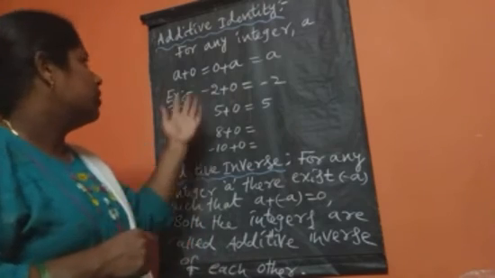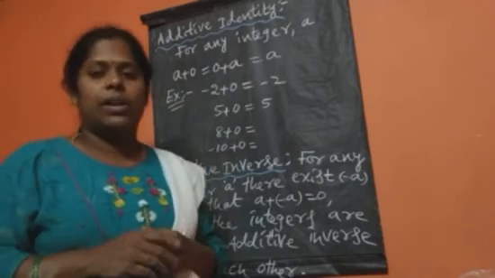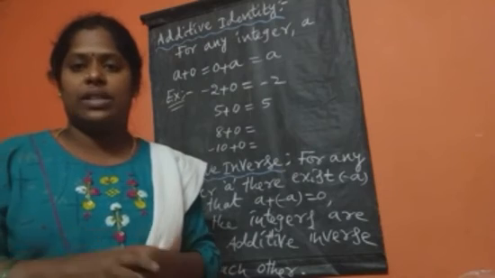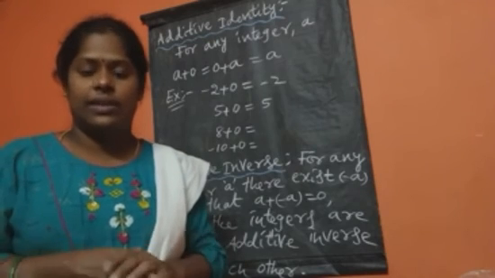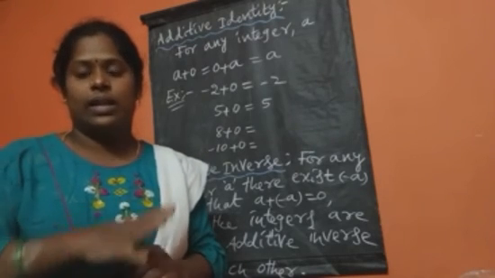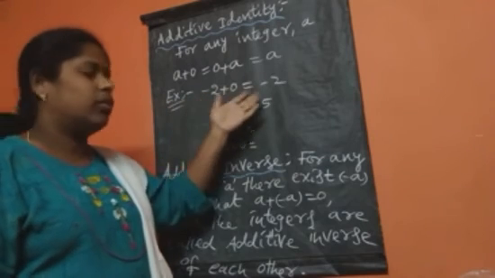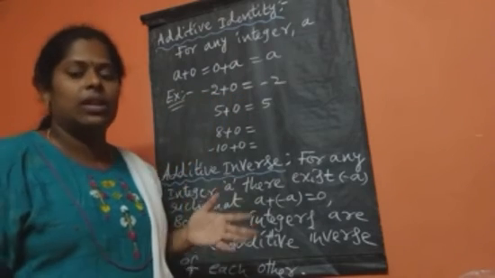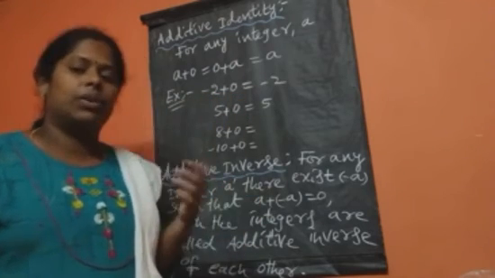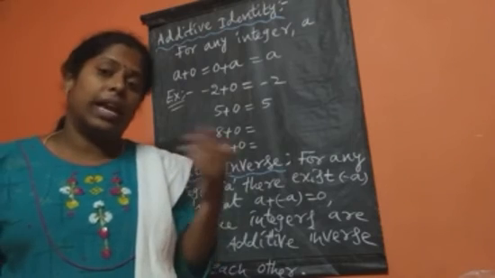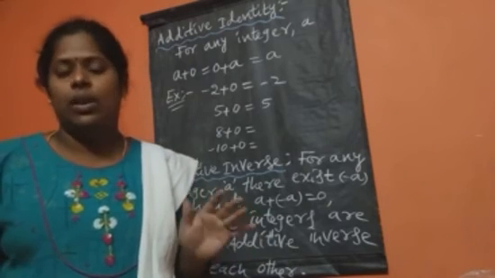So additive identity: this property holds only for addition, not subtractions, not multiplications, not divisions. In addition only, 0 will satisfy this. So minus 2 plus 0 means again we will get minus 2. There is no question. If we add 0 to any number, we will get that number only.